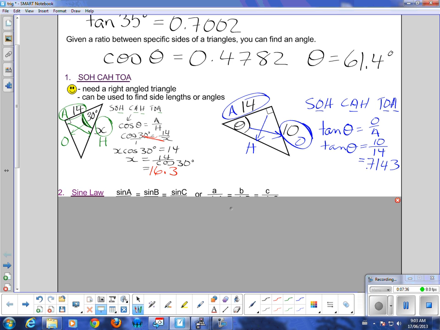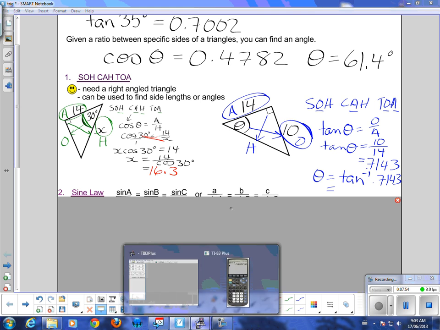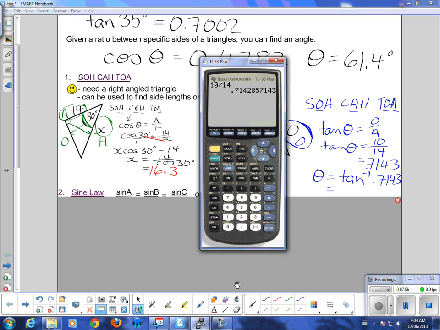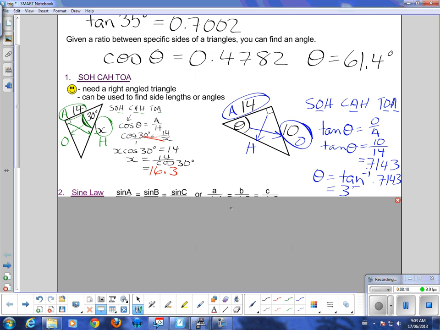Just like what we did at the very beginning of today's lesson, what we need to do is go theta equals tan inverse, the little -1, of 0.7143. Again, up comes our graphing calculator, and I'm going to go second tan, and then 0.7143, enter. So approximately 35.5, and this time it is a degree. Okay.